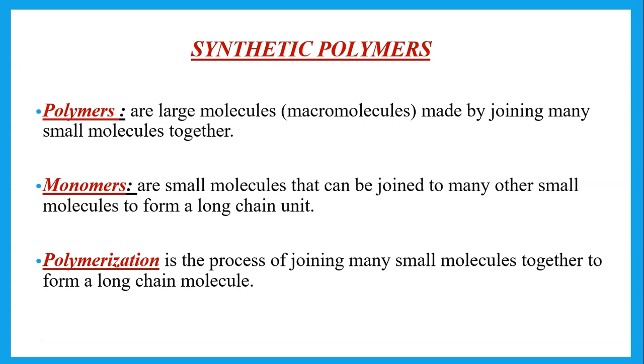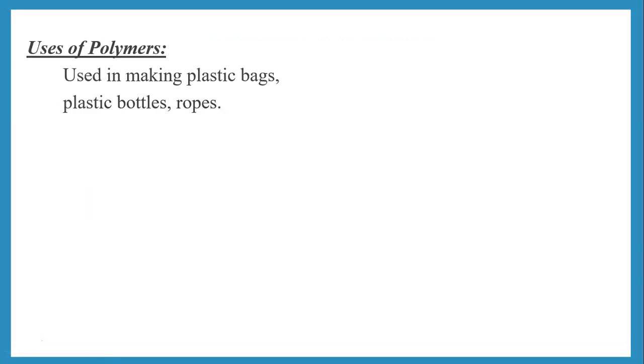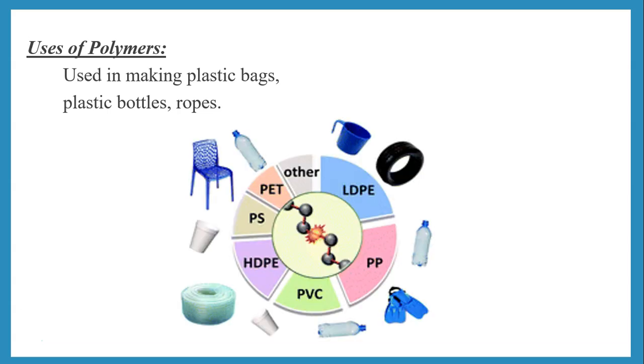The process is called polymerization. So this is the process of joining many small molecules together to form a long chain. And then, what are the uses of polymers? Remember, synthetic polymers is what we call at home plastics. So what do we use them for? We use them to make plastic bags, plastic bottles, ropes. Don't say we use it for plastics. It is plastic. So what do we use it for? We use it for making plastic something, plastic bags, plastic bottles, and so on.